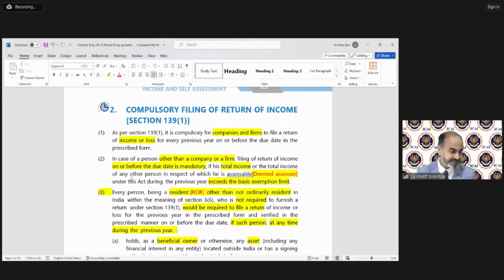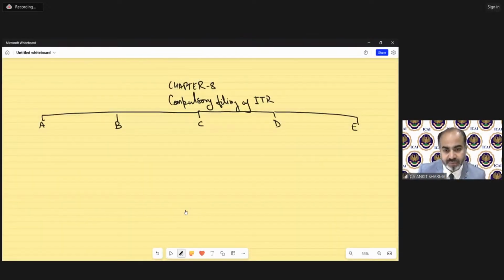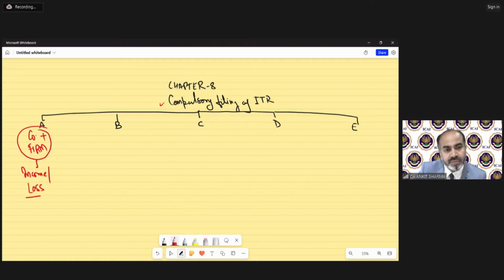Point one, let me explain with the help of a chart. Chapter 8, compulsory filing of ITR. We have five cases. If you fall in any of these five cases, you have to file your income tax return and that is mandatory. If you are a company or a partnership firm, you need to file your income tax return always, whether you have income or loss. So if you are a partnership firm or a company, you have to file your income tax return always.